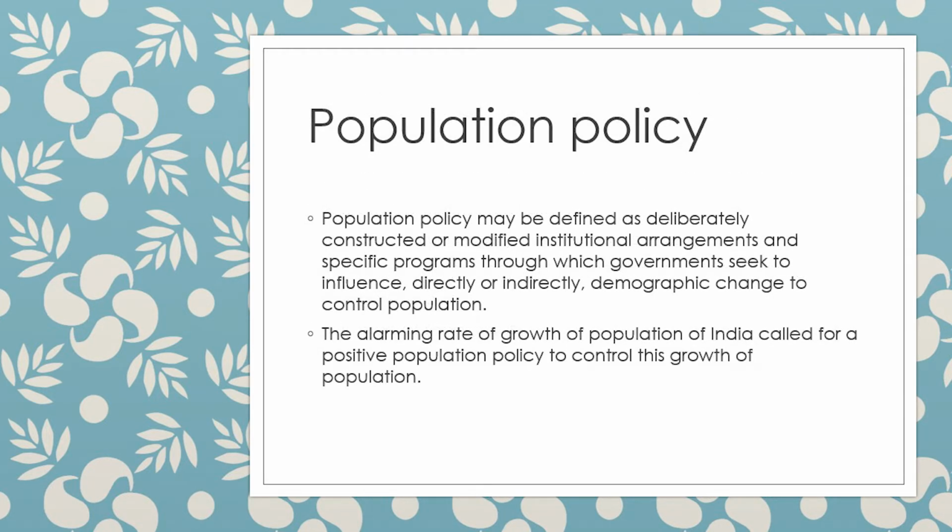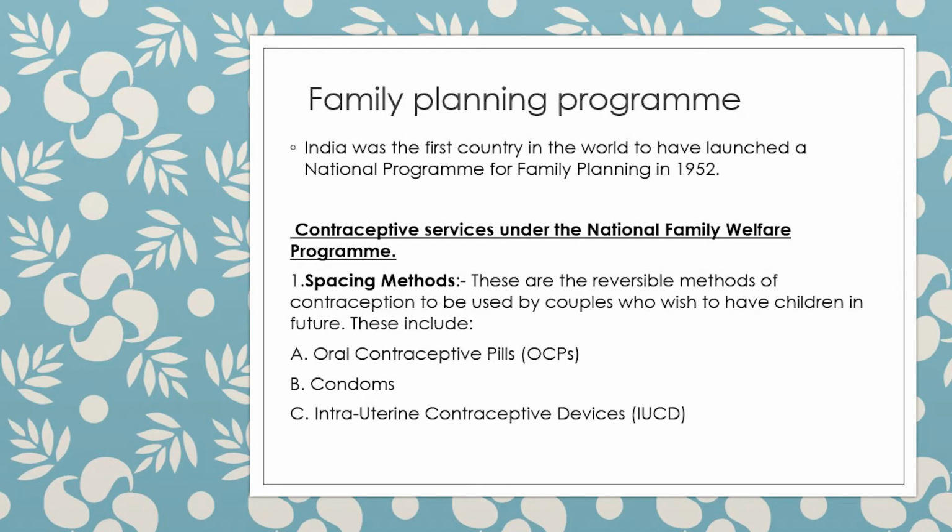Population policy. Population policy is defined as the deliberately constructed or modified institutional arrangements and specific programs through which government seeks to influence directly or indirectly demographic change to control population. The alarming rate of growth of population of India called for a positive population policy to control this growth of population. Family Planning Program. India was the first country in the world to have launched a national program for family planning in 1952.